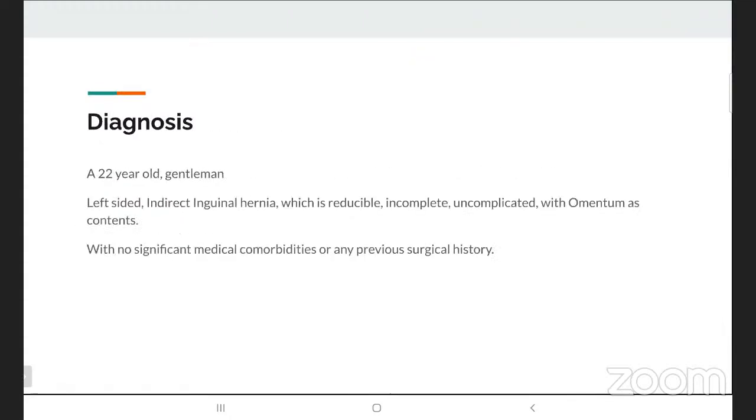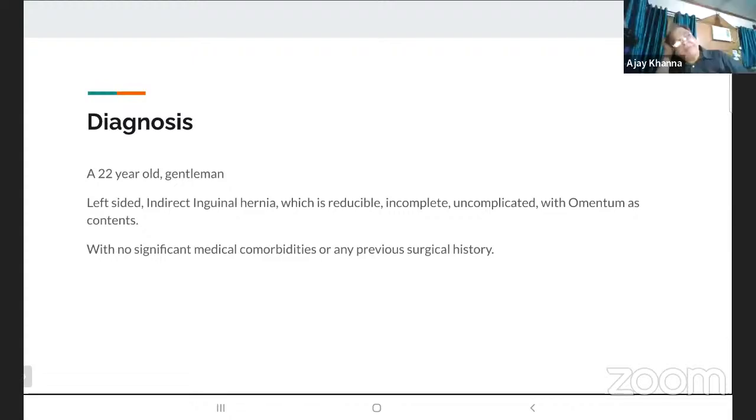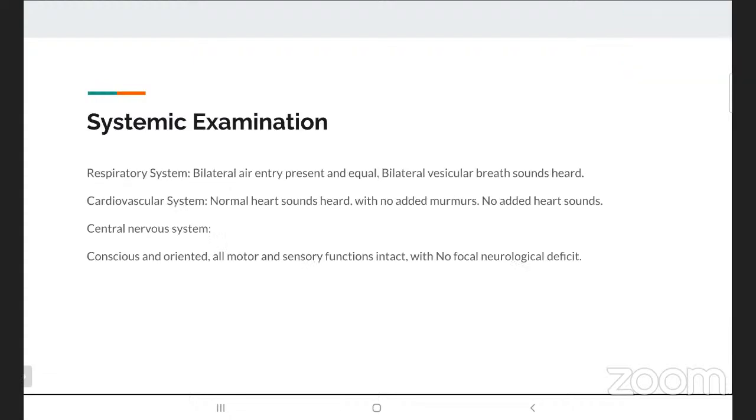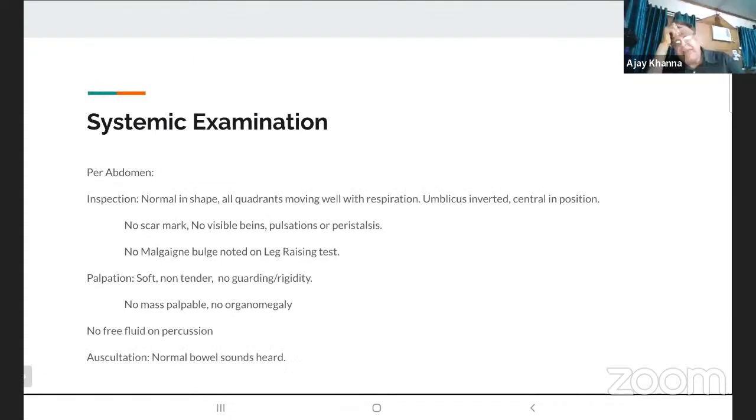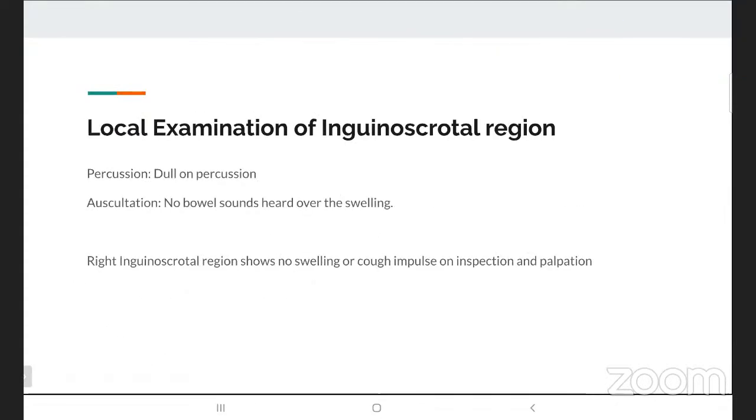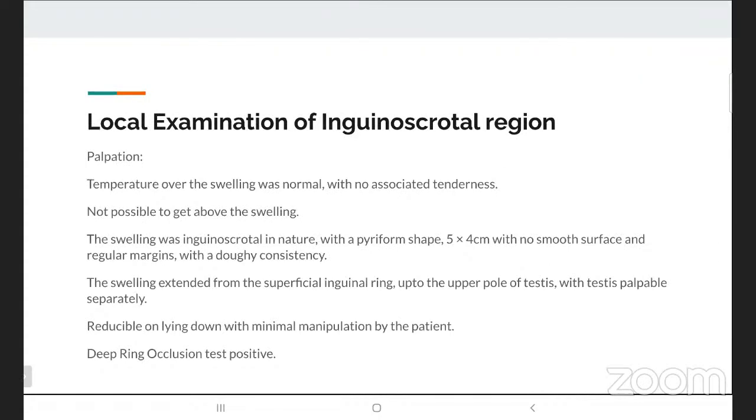Summarizing my case, my patient is a 22-year-old gentleman with a left-sided indirect inguinal hernia, which is reducible, incomplete, uncomplicated, with omentum as its content, with no significant medical comorbidities or previous surgical history. You have not done any special test for the hernia? Sorry, sir. You have not carried out any special test for the hernia? Sir, I did a deep ring occlusion test for the hernia, which was positive in this patient.